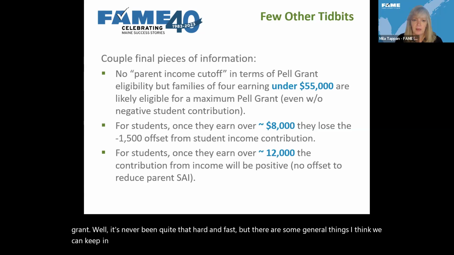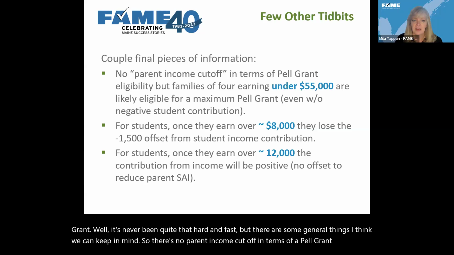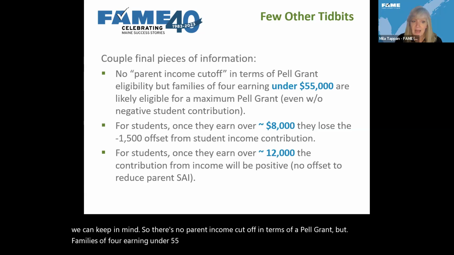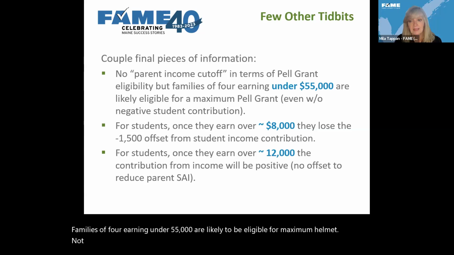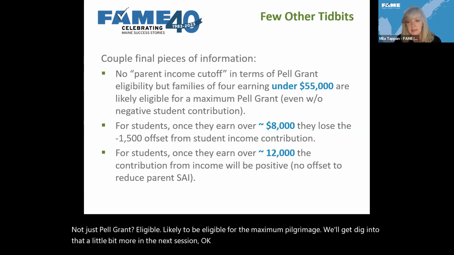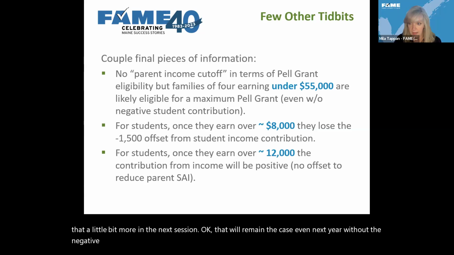So there's no parent income cutoff in terms of a Pell Grant, but families of 4 earning under 55,000 are likely to be eligible for a maximum Pell Grant, okay? Not just Pell Grant eligible, likely to be eligible for the maximum Pell Grant. And we'll dig into that a little bit more in the next session, okay? That will remain the case even next year without the negative student contribution, okay?